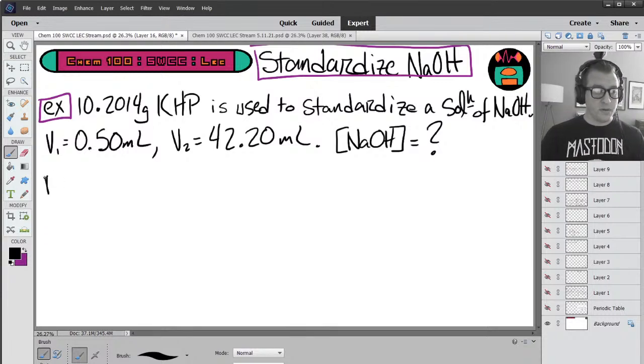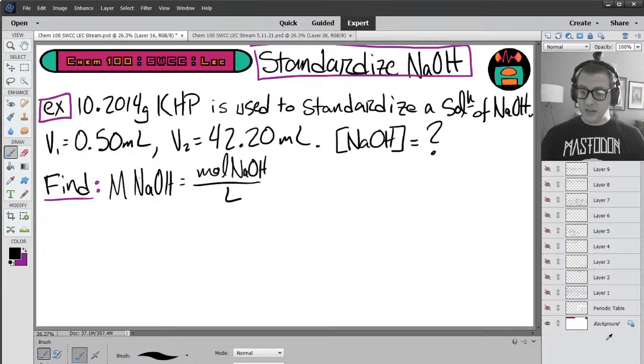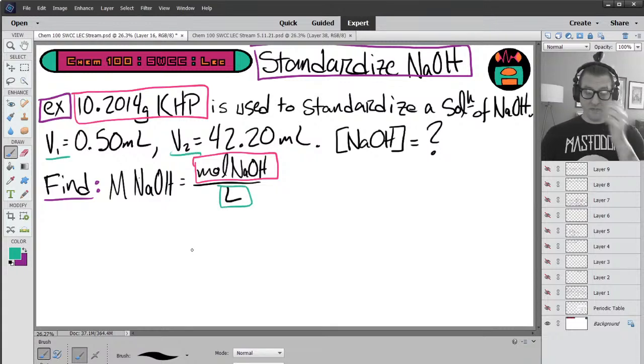As we've seen before, it's useful to write out the equation for molarity. Molarity is going to be equal to the moles of sodium hydroxide over its volume in liters. And just like the previous example, we're going to determine our moles of sodium hydroxide using the mass of KHP, and we're going to determine our volume in liters from the initial and final volumes given.